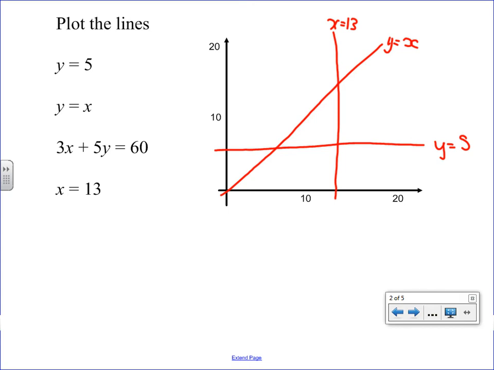The way I would recommend to do this, the 3x plus 5y is 60, is to find out what's happening on each of the axes and then join it off. So when x is 0, what is y? When y is 0, what is x? And then join them off. Okay. X is 0. It's got 0 plus 5y, which is 60. So y is 12. So we know we've got that point.